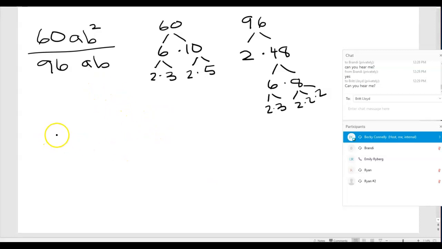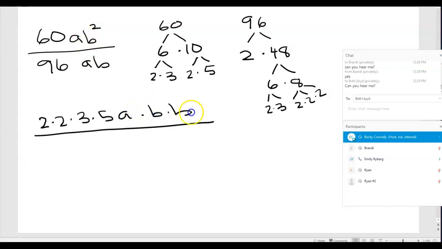All right, so when we're writing this out, I'm going to just write a big fraction here. So on the top, I'm going to use my prime factorizations for 60, and I'm going to put them in order from smallest to biggest. So 2 times 2 times 3 times 5. And then I also need to break down my letters. So I have A times B times B. And then on the bottom, my prime factorization. Let's see, how many 2's do I have there? It looks like 4 of them. Nope, 5. Missed the one up on the top. And then times 3.